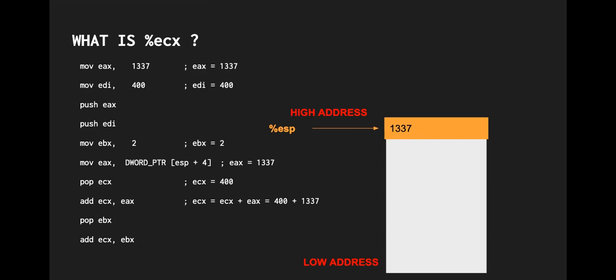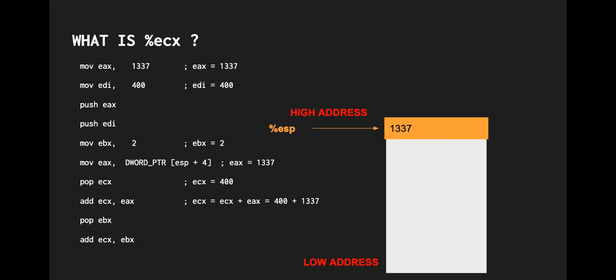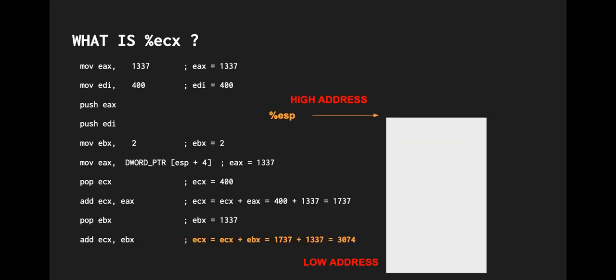Okay, and the final pop, we get EBX is 1337 because that's the top of the stack, right? And then we adjust ESP by 4. Now it's at the very top. EBX now holds 1337, and we see that ECX holds 1737. And then when we do this addition, we get the final value 3074. Any questions?